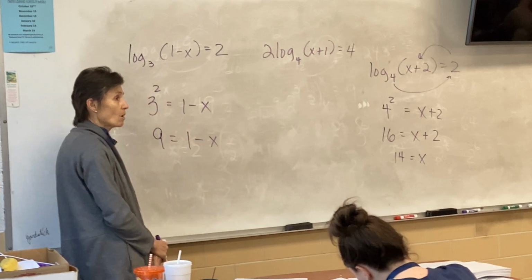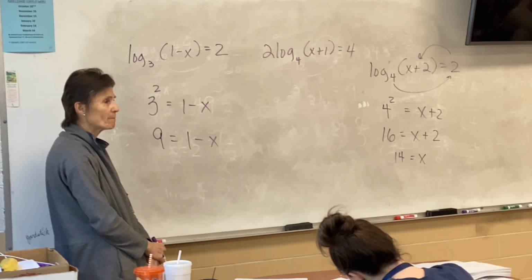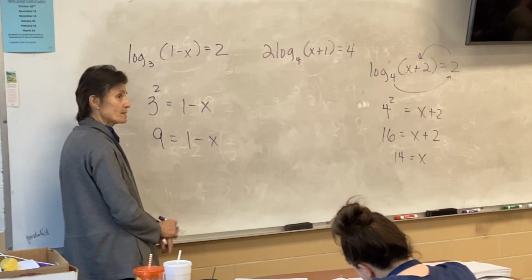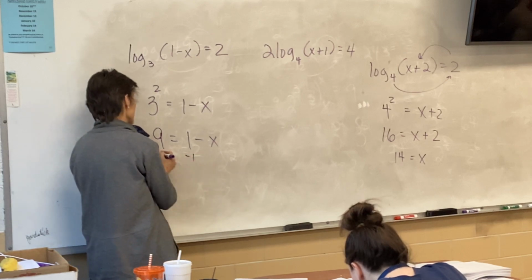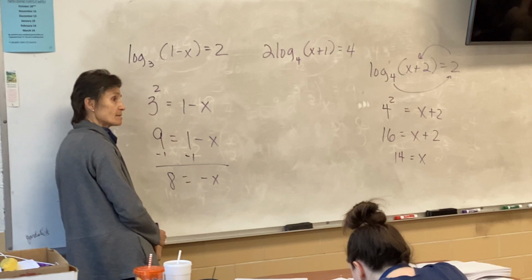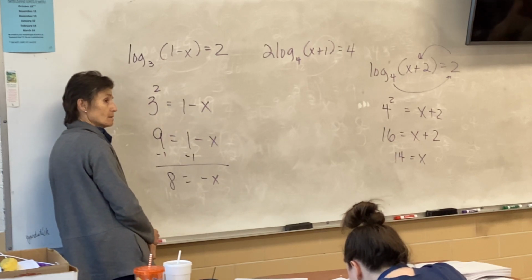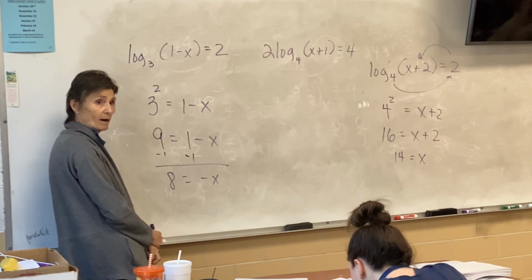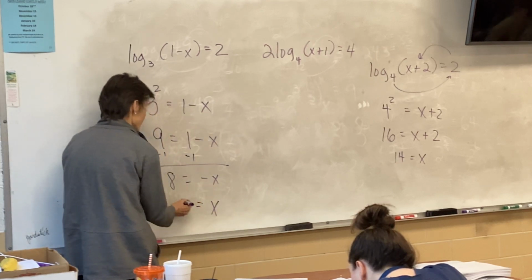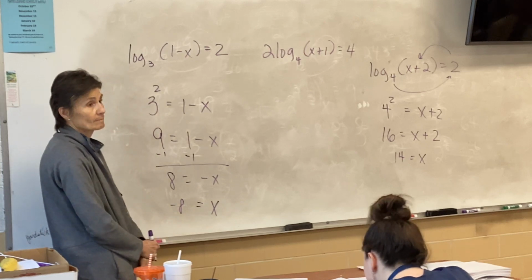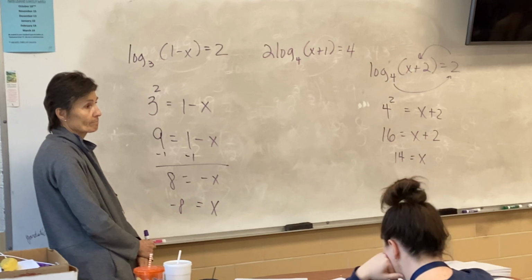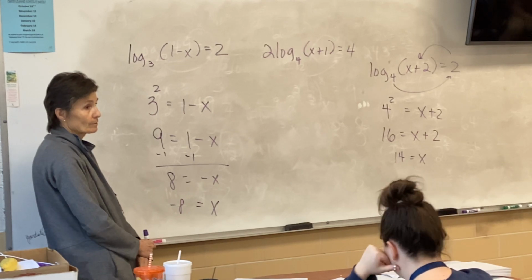So now we have to solve this equation, and it's a little bit backwards, but we're not gonna let that throw us. Don't we need to subtract 1 from both sides? Yeah. So when we subtract 1 from both sides, we get 8 equals negative x. And then we'll divide by negative 1, so x equals negative 8. Got it?